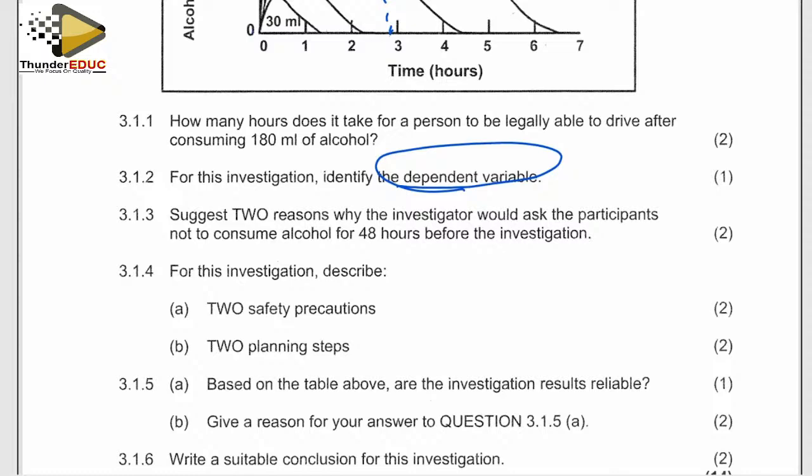It's like a control experiment to see that whatever happens after consuming alcohol will be the effect of that alcohol. You understand? So it's like a baseline mark, or a control experiment to show that whatever happens is a result of this alcohol which has been consumed.